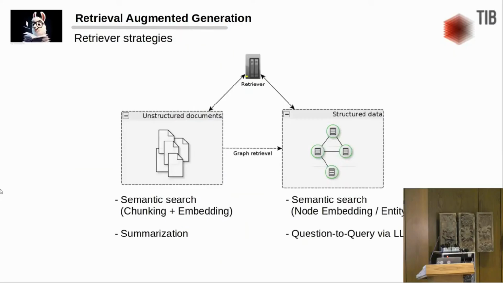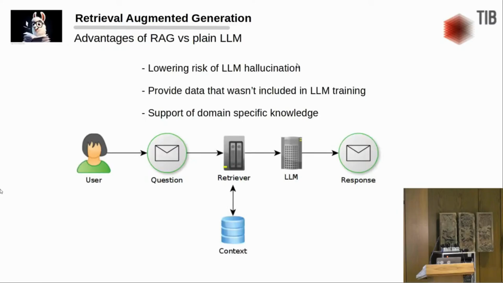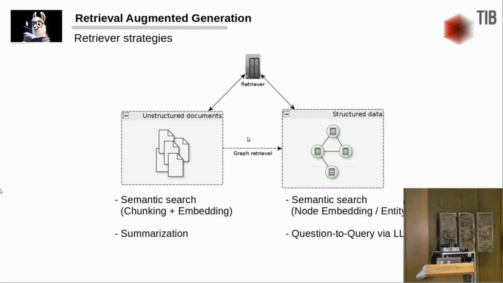So there are several strategies one can use. As you saw here, we need this retriever component that retrieves data from our context database. And the strategies we are using here are mainly based on whether you have unstructured data or structured data. For unstructured documents, you could use semantic search, which is normally that you split these documents into smaller chunks and use word embedding to index them. Or you can use summarization systems to provide a summary of these large documents and work with these. If you have structured data, you can also use semantic search.